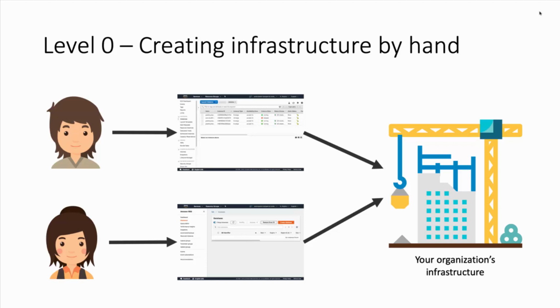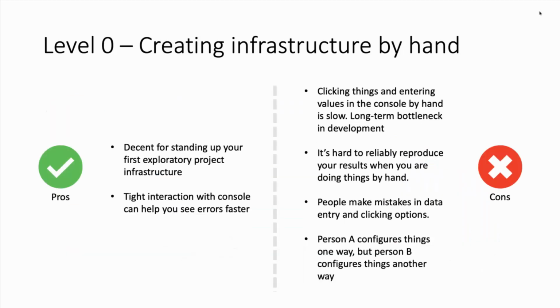Now, there's a few pros and cons to this approach, and I'm not going to say that this is a terrible approach, because this is how a lot of people start out with their infrastructure as code. In particular, the pros of this approach is that it's fantastic for standing up your first project infrastructure, particularly if you're playing around with a new service that you've never used before, or you aren't quite sure what you want to build or what settings you want to use. Using the console to manually change all these settings can be very helpful.